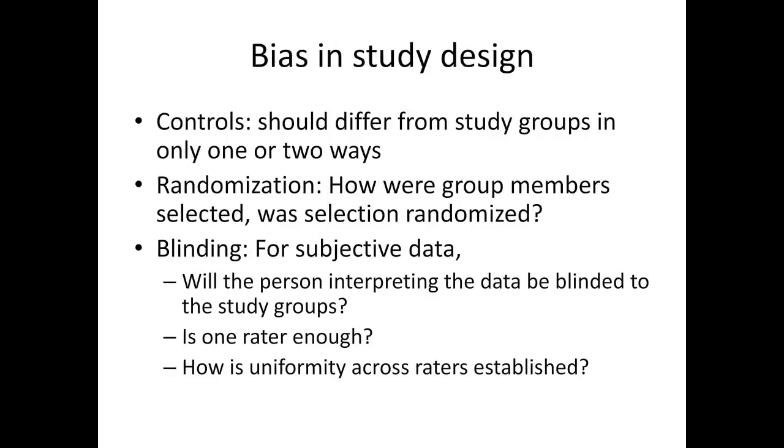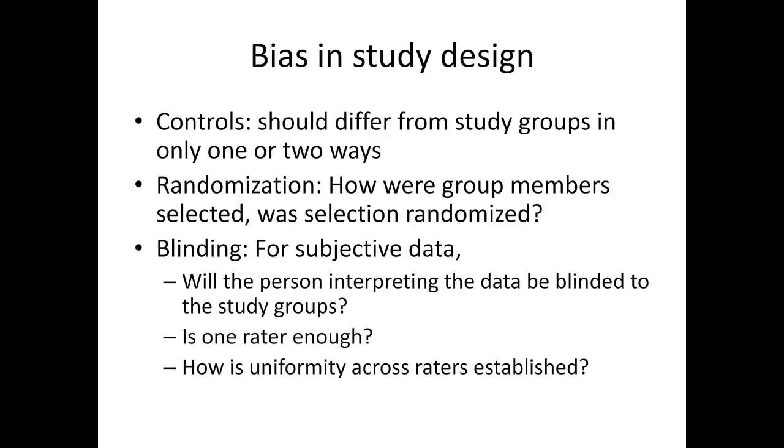Okay, we've really talked about this in some way, about controls and randomization. Certainly for randomization, you can use random number series to assign group numbers to treatment groups. For subjective data and blinding, you have to ask not only will the person interpreting or generating the data be blinded to the study groups, but is one rater enough? And if you have more than one rater, how are you establishing uniformity across raters?